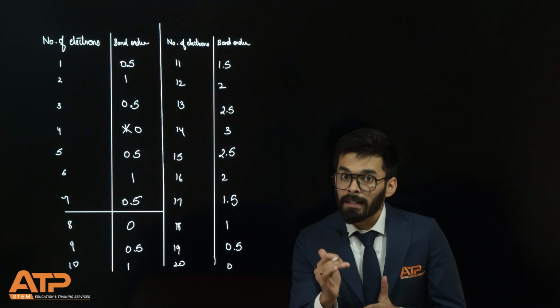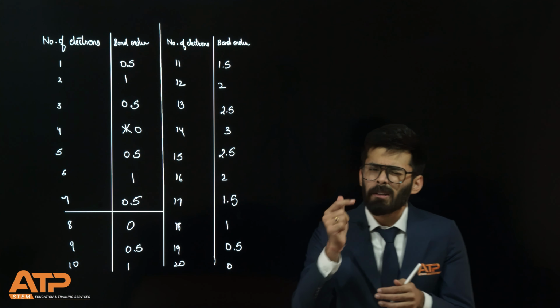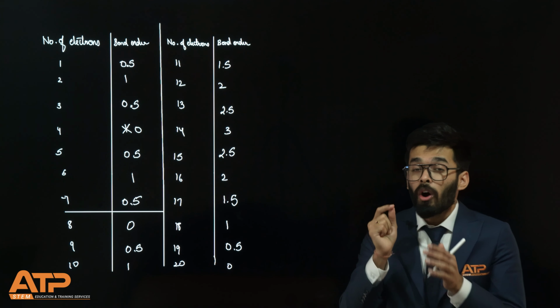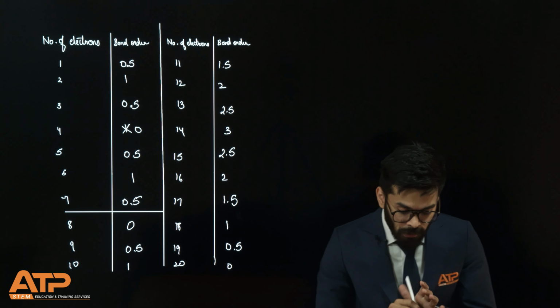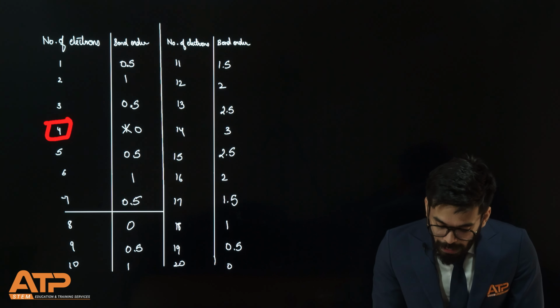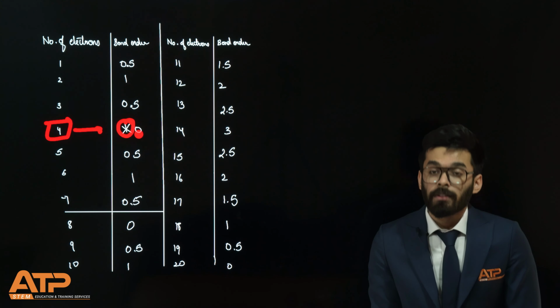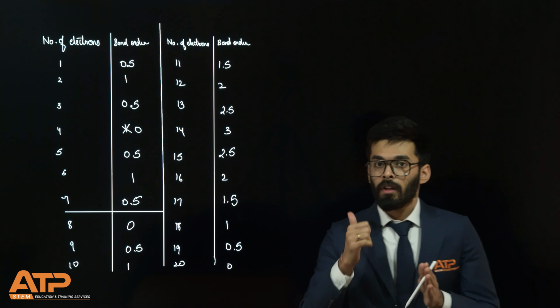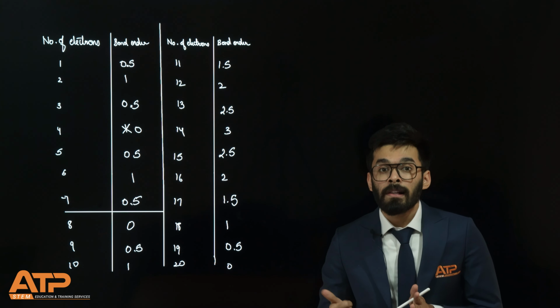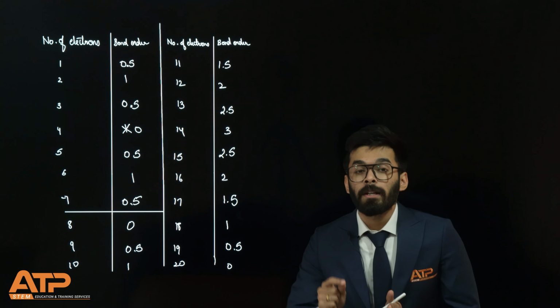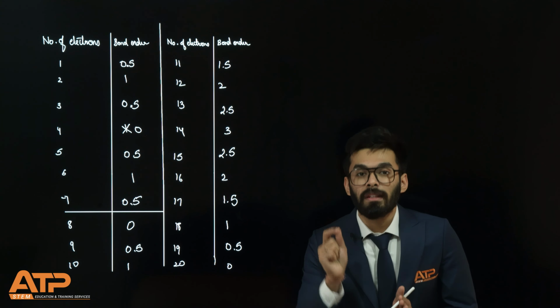So for 1 to 7, it is even easier. You just need to write 0.5, 1, 0.5, 1 alternately with one exception. When the number of electrons is 4, instead of being 1, the bond order is 0. So by using this table, you will be able to calculate bond order very quickly within seconds.